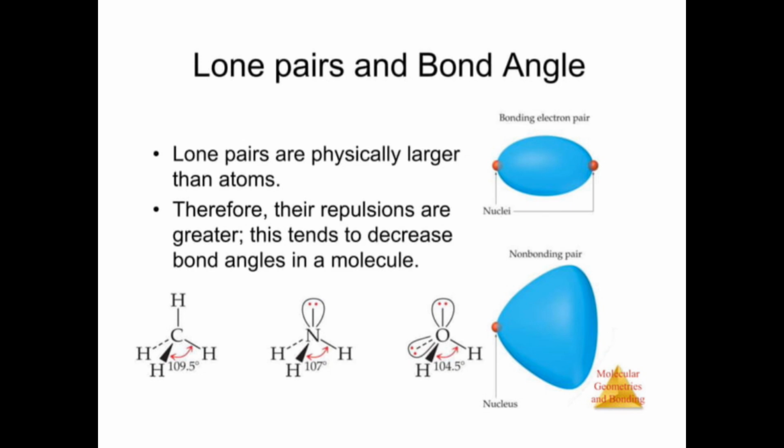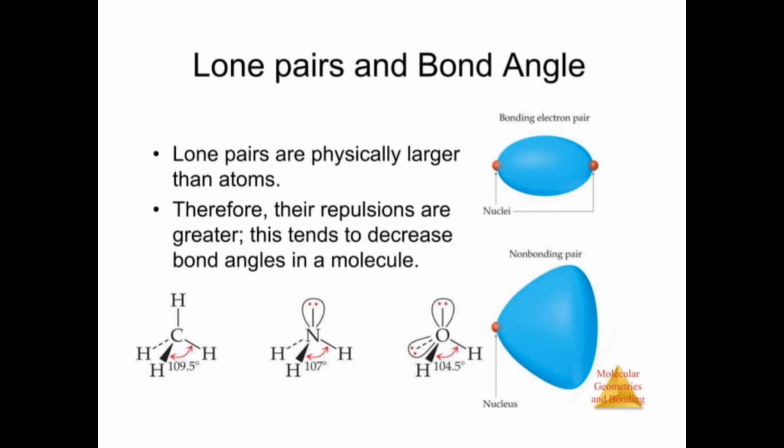Okay, let's quickly look at lone pairs and bond angle. Lone pairs are physically larger than atoms. Know that, and of course their repulsion is greater. So this tends to decrease the bond angle in a molecule when an atom has lone pairs. We are talking about how lone pairs affect bond angle. We said lone pairs are larger than the neutral atoms themselves. Because they have greater repulsion, they will decrease the bond angles of a molecule.